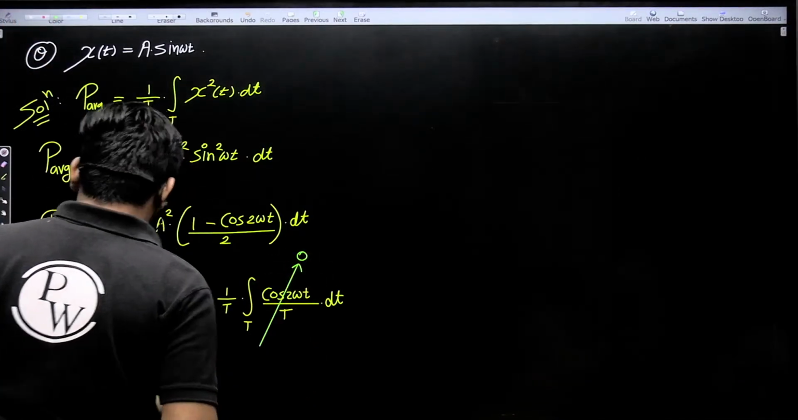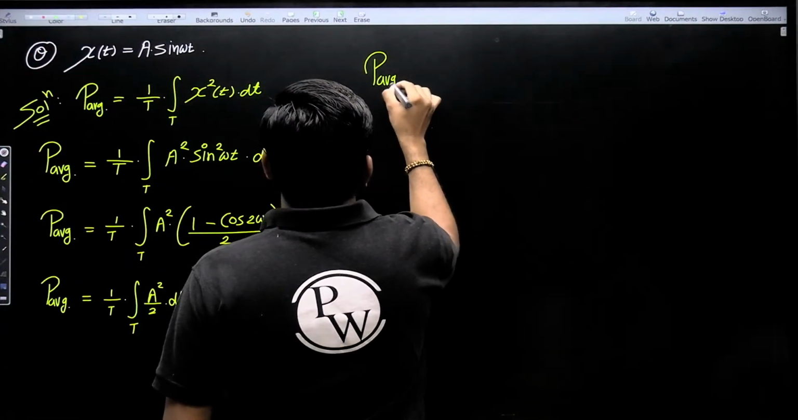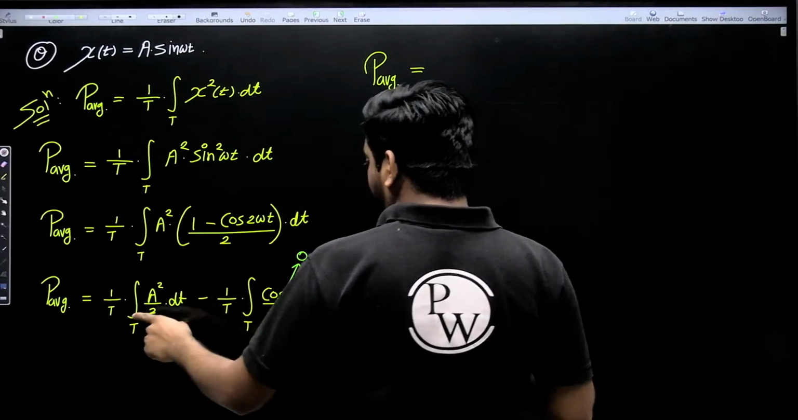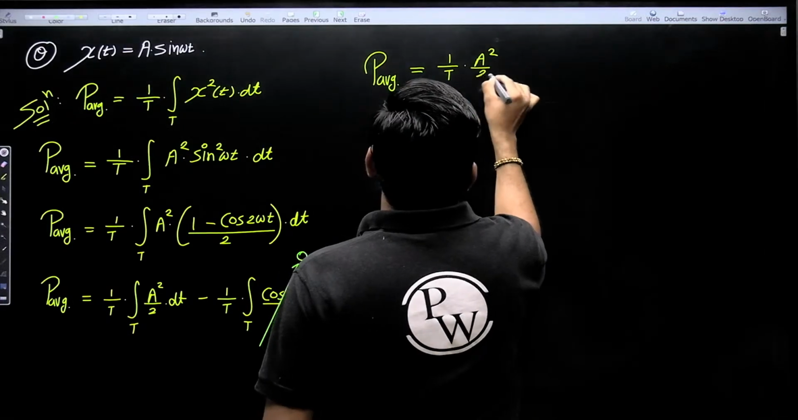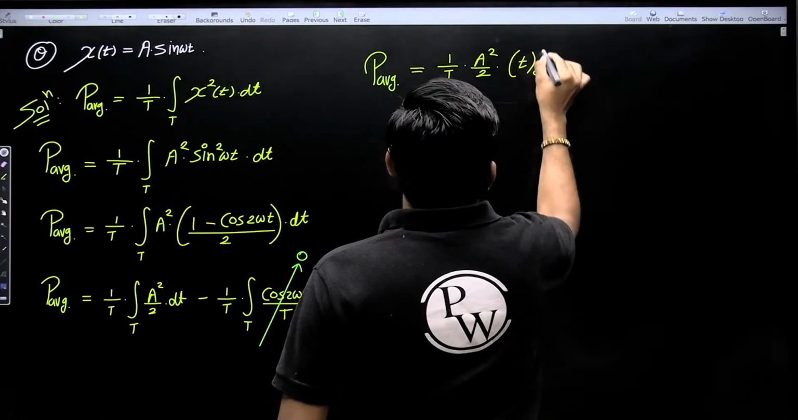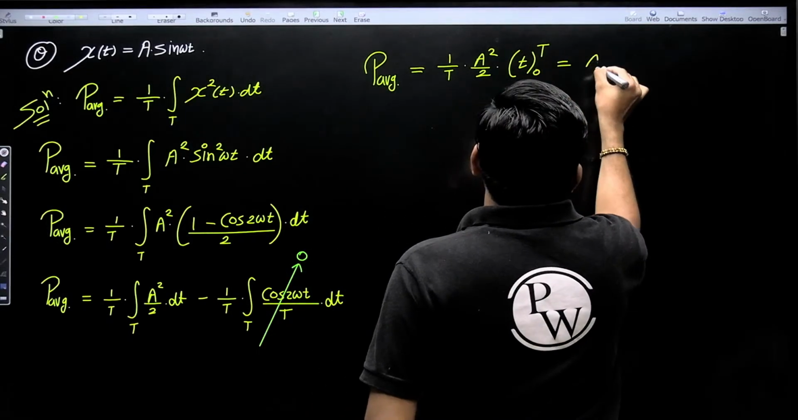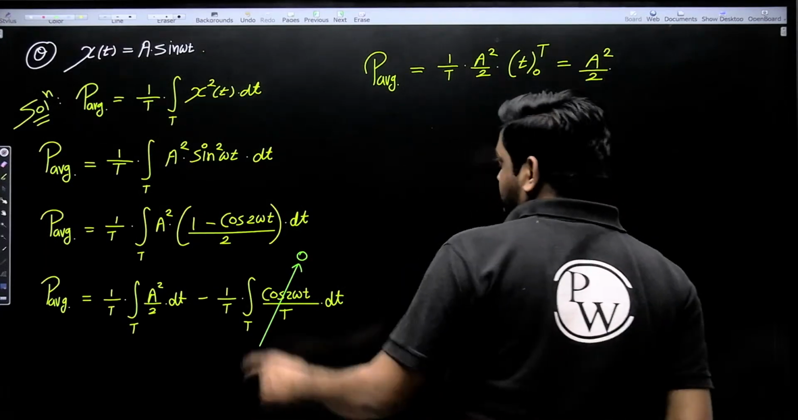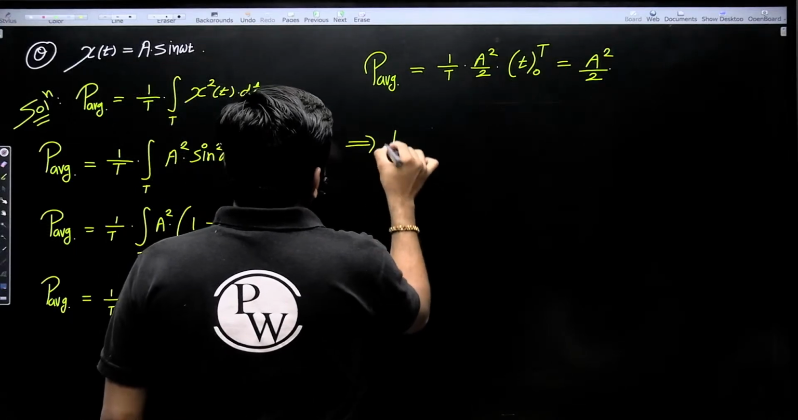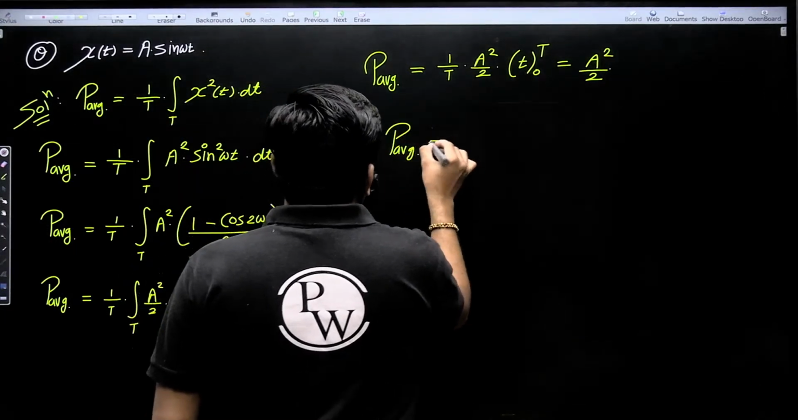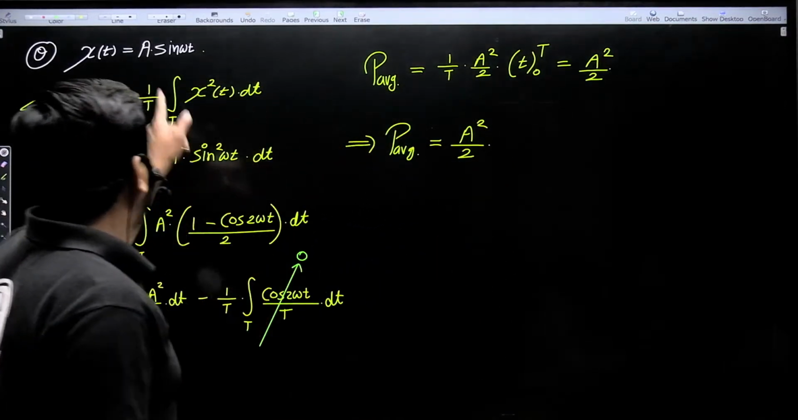So the average power is given by 1 by T, a square by 2, and here integration is 0 to T, over a fundamental period, so T gets cancelled out, so a square by 2. So power of a sinusoidal function is a square by 2, guys. Final answer: average power of sinusoidal function is peak value square divided by 2. A is the peak value.